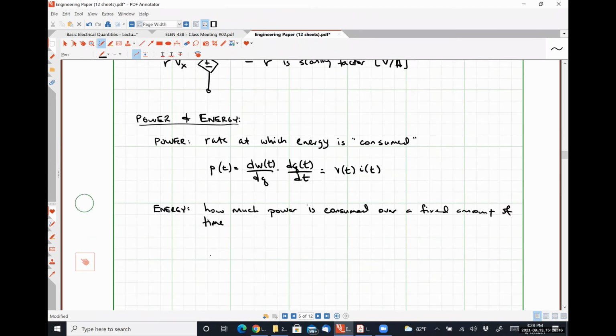Mathematically, that looks like W is equal to the integral from T1 to T2 of P of t dt. So those are our word definitions and mathematical definitions for power and energy.